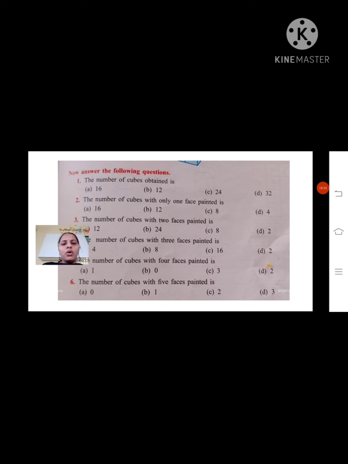Next, the number of cubes with only one face painted. This is very easy also. Here we can see, which are the corner parts? These are having 3 faces. Okay, and which are in the middle side? These are having 2 faces. And which are in the center? Those have only one face.